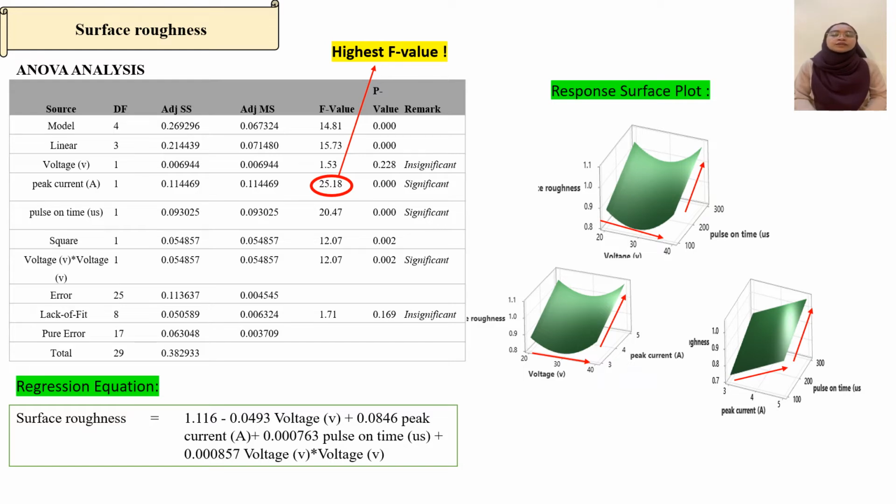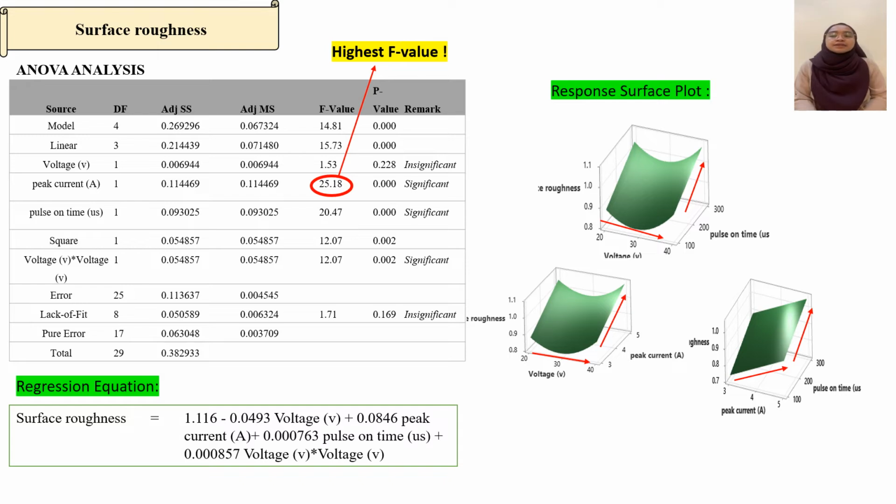However, from this model, only peak current, pulse on time and voltage are significant, but voltage is insignificant. The current shows the highest F value because the current is the most significant, as the surface roughness significantly increases when the peak current increases compared to the others. The p-value of lack of fit is 0.1969. This proves that the lack of fit is insignificant, and it proposes a good fit to the average of the surface roughness data.